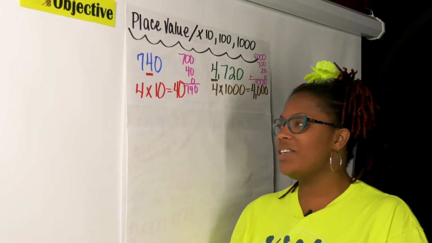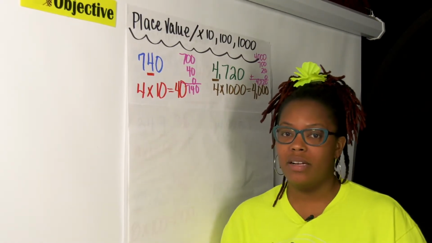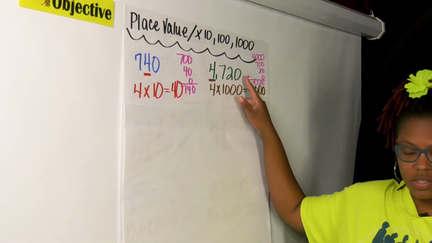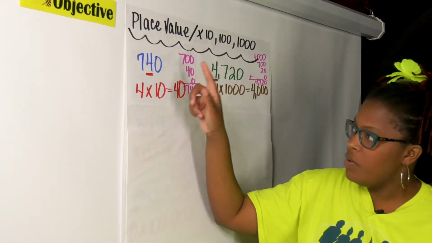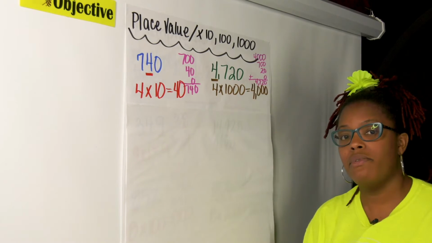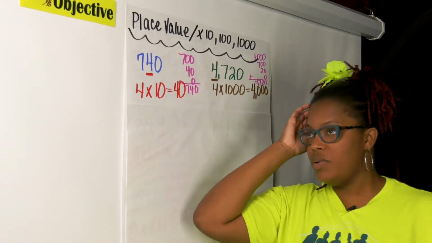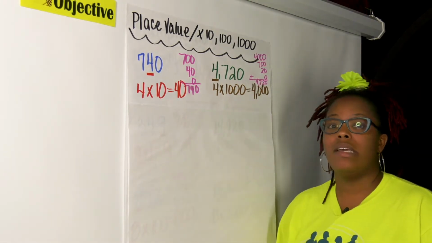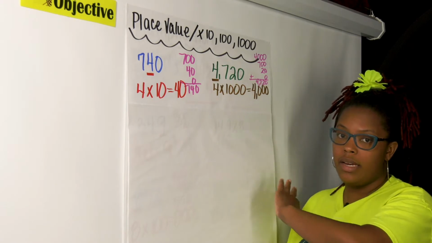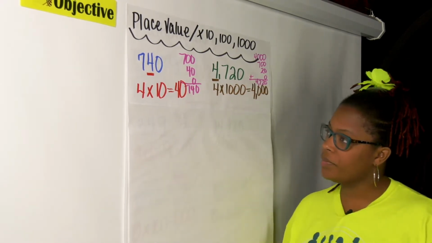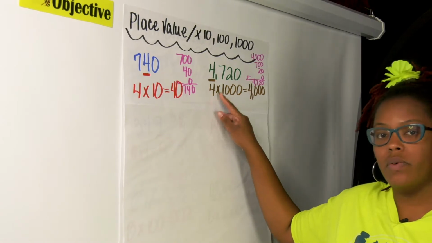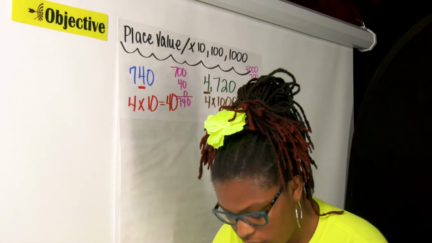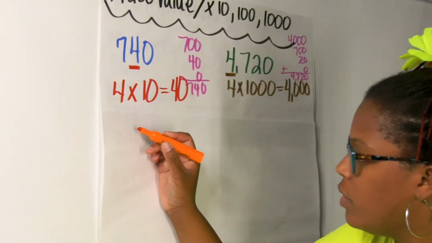So if the question asks you, how many times greater is the value of 4 in 4,720 than the value of 4 in 740? So what we want to do is compare the values of those two numbers and see, what is it increasing by? Is it increasing by 10, 100, or 1,000? So if you recall, this 4 was in the thousands place, right? So I'm just gonna put 1,000 to represent 1,000.